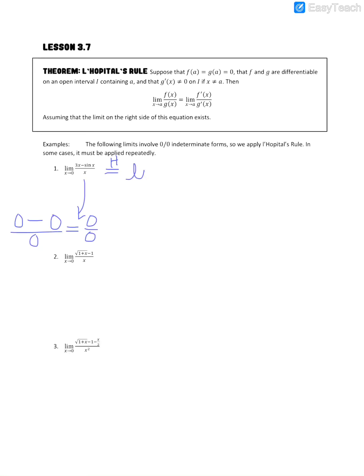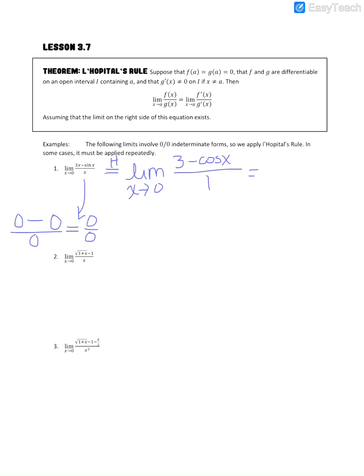All right, so we have limit x approaches 0. L'Hopital's rule says you are able to take the derivative of the top. So derivative of the top would be 3 minus cosine of x. You are able to do the derivative of the bottom. Derivative of x is 1. And now you do your limit again.